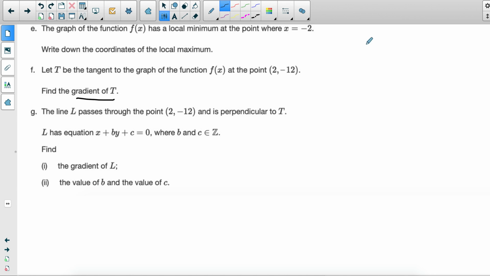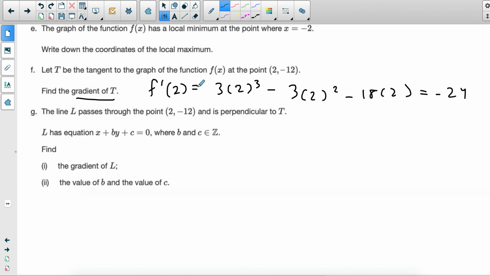So you need to use that. And you want to know the gradient at this point, so it's just going to be you substituting 2 in there. So just immediately do the substitution. You need to show it, and that's going to give you a negative 24. You actually need to show the solution, so the substitution. So you have 3 times 2 cubed minus 3 times 2 squared minus 18(2). That's a negative 24.